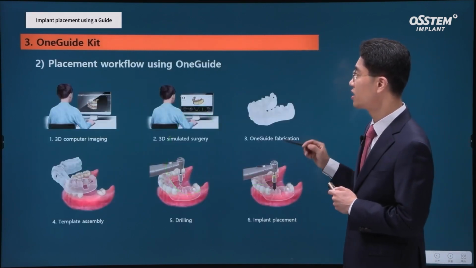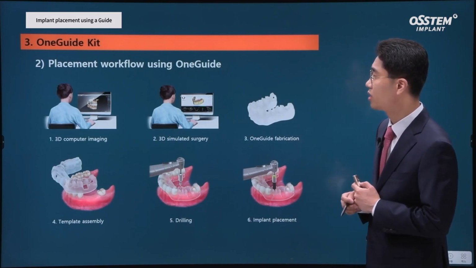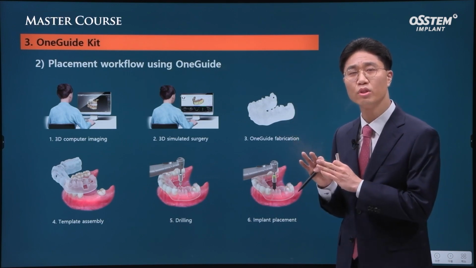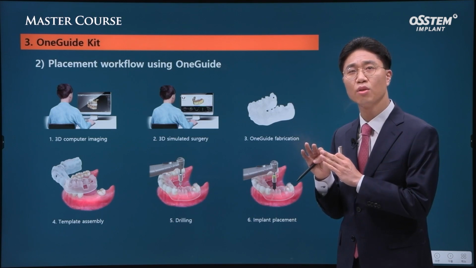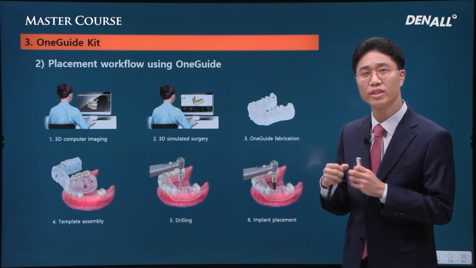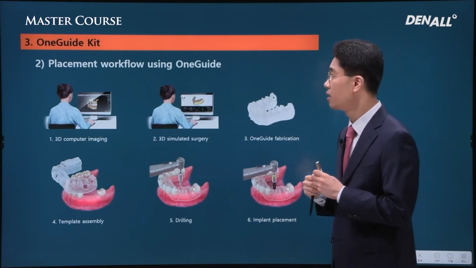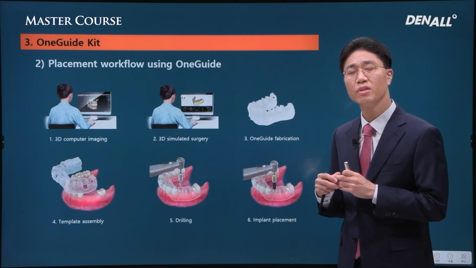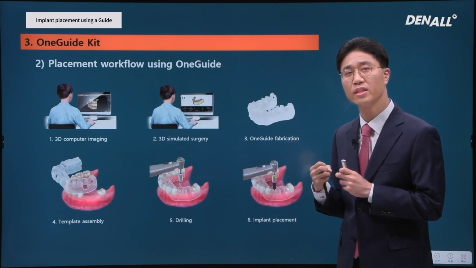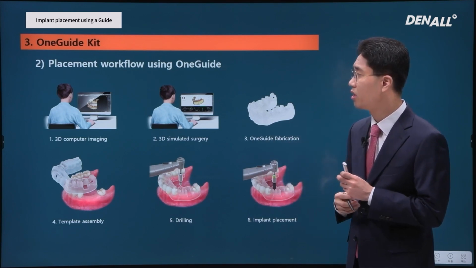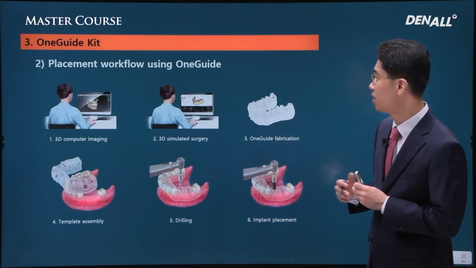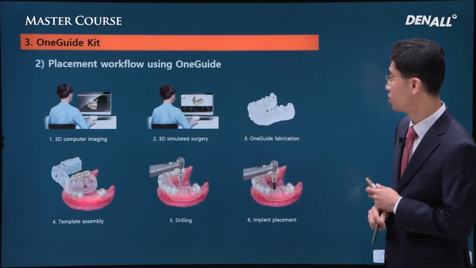In order to use the One Guide Kit, what is important is the patient's CT data and the patient's oral information. By combining the two pieces of information, we can fabricate the guide and use it upon surgery. If there's no scanner in your dental clinic, you can take an impression and, using the impression model or sending the impression to a digital center, a model can be fabricated, and model scanning can be done to fabricate the guide.